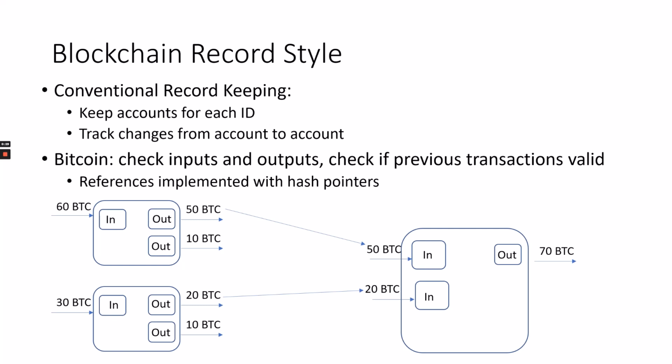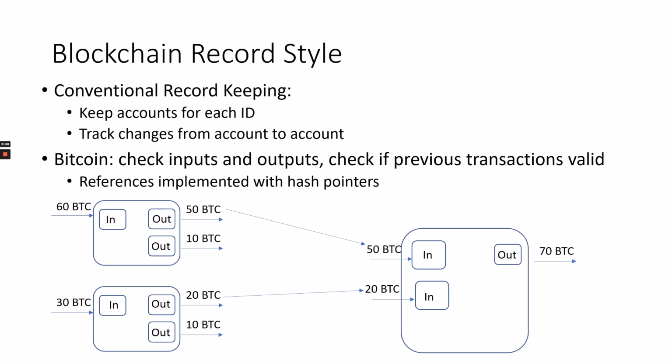might think conventionally. So the way that this happens is every transaction in Bitcoin operates in the form of input and output. So in a conventional system, possibly in a bank or an account based system, you would basically keep accounts for each ID. And what you do is you track changes from account to account.